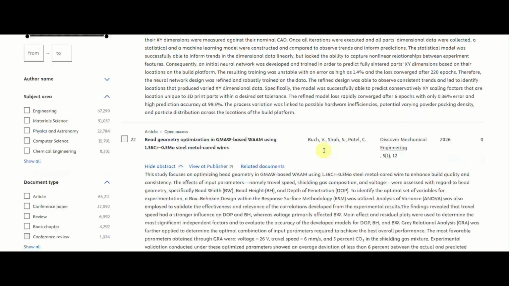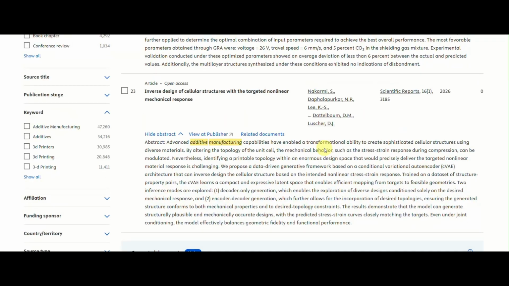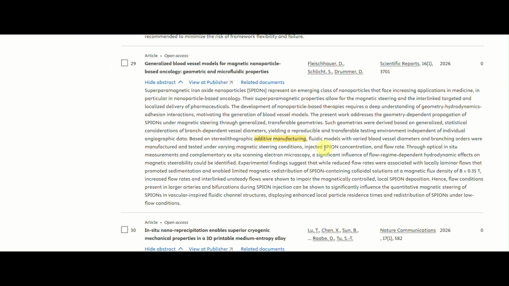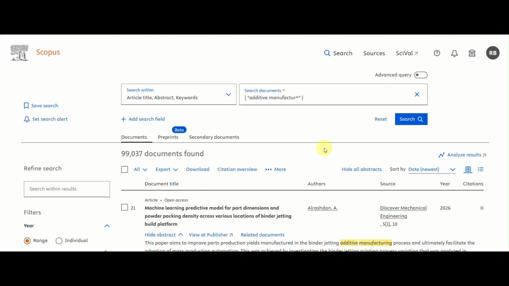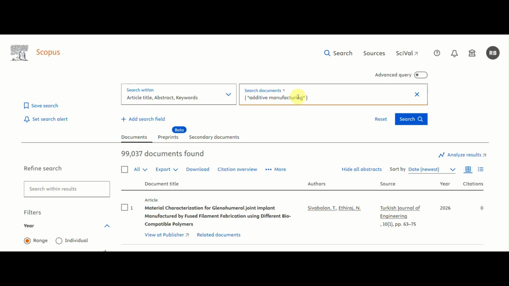So this is how one can find more similar papers with respect to a given keyword. It is very important to select and give the right keywords in the right way. That is what I am trying to highlight here. Earlier for additive manufacturing we had 96,000, but after giving additive manufacture, 99,000, so the journals increased by 3,000. So this is how one can select the right keyword, so that we can get right and quality research papers.